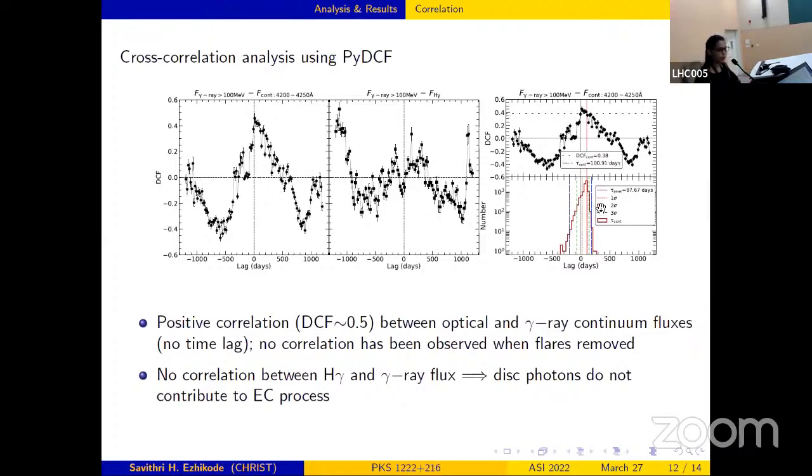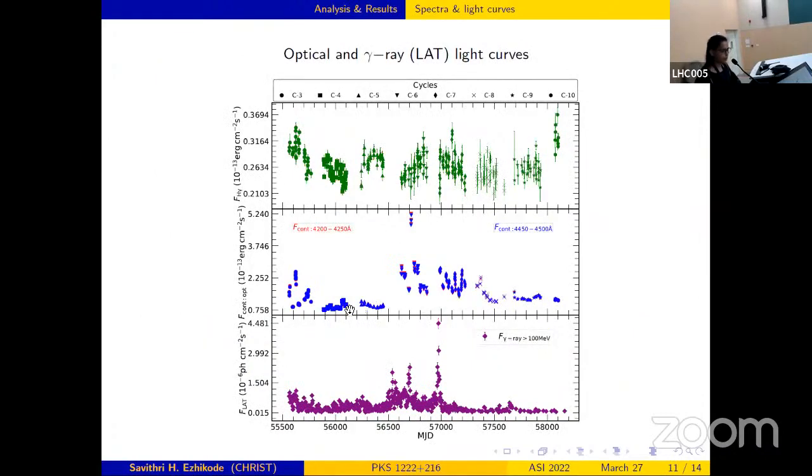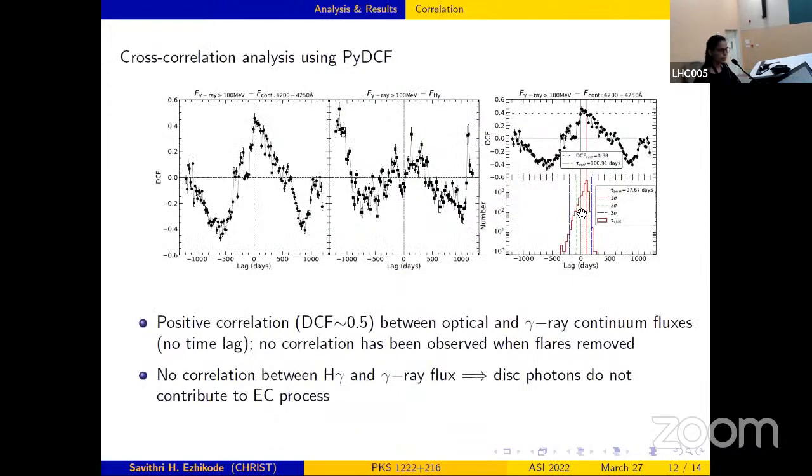And also, one thing we should note is that these light curves suffer from observational gaps. So the time lag estimate that we obtain could be affected by the observational gaps present in the optical data. So we need much better high cadence, long-term monitoring of blazars in optical and gamma ray bands to get better constraints on the time lag of this correlation.